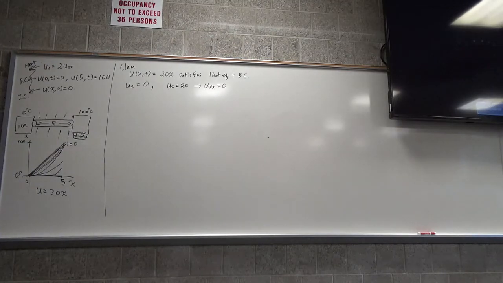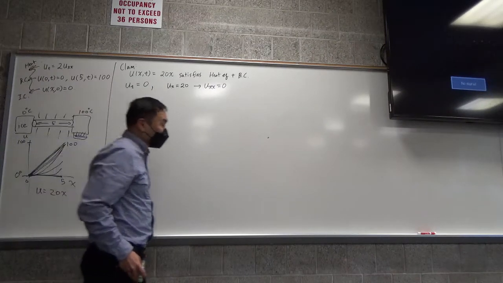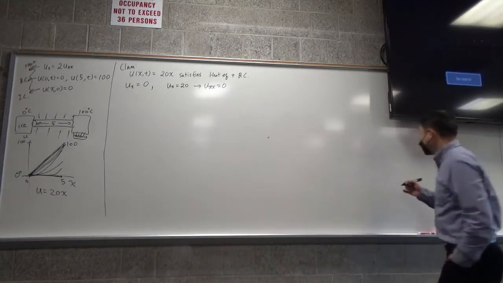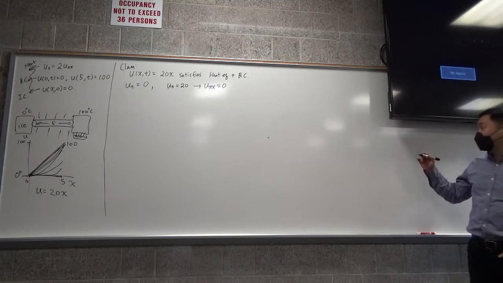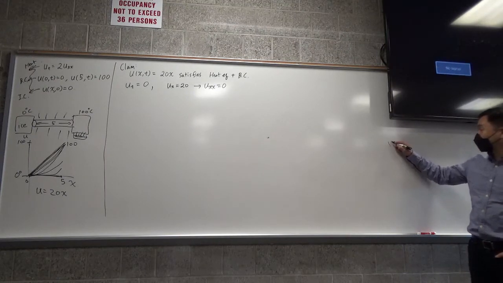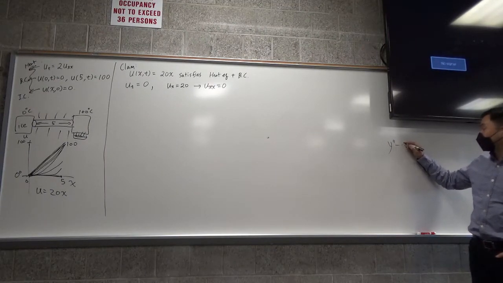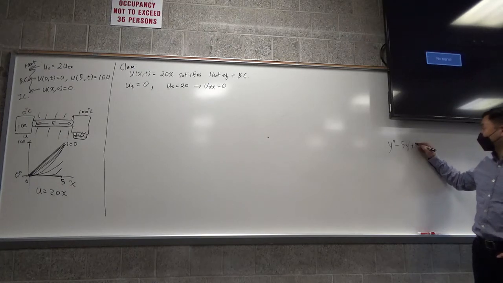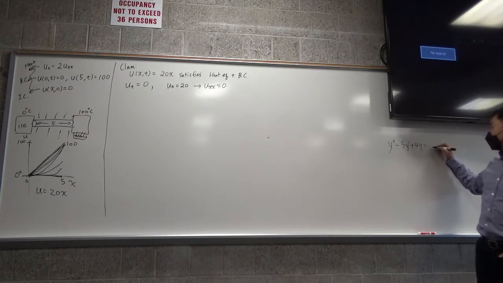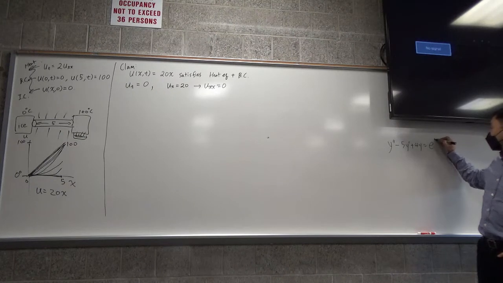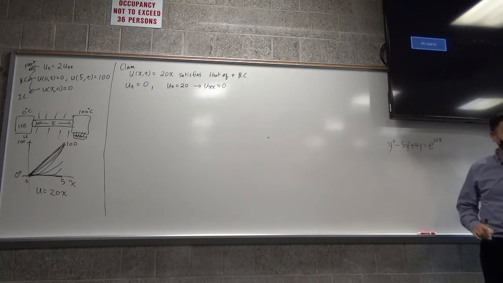However, this is no good because there's no way you can make this initial condition work, right? So we use the following idea. In the non-homogeneous differential equation, suppose you have y double prime minus 5y prime plus 4y equals, say, e to the 10x.